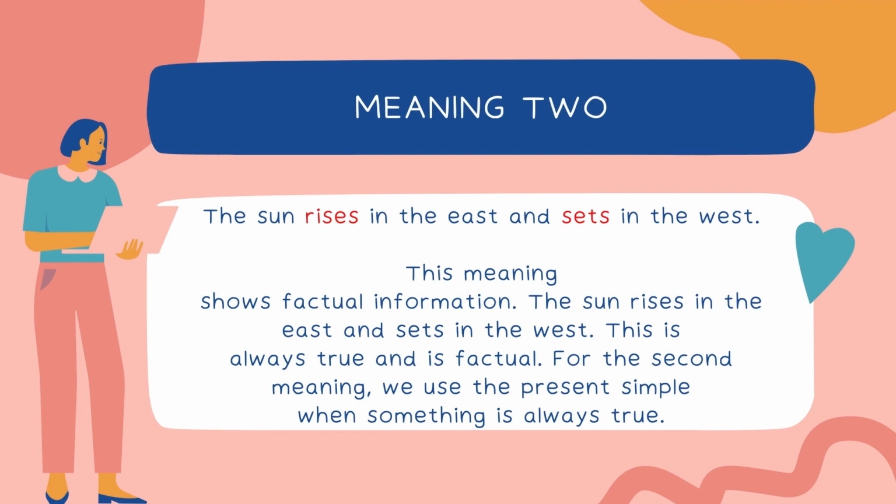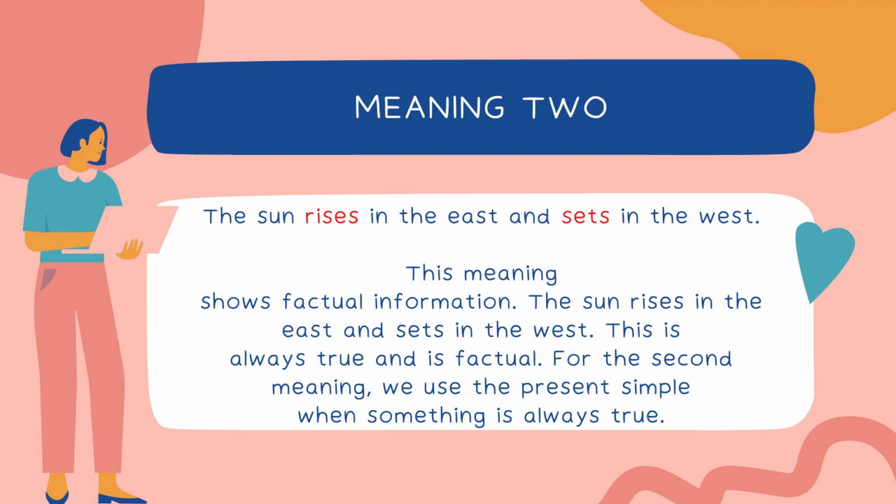Now let's look at the second meaning for the present simple. Have a look at this sentence. The sun rises in the east and sets in the west. The words in red indicate the present simple. This meaning shows factual information. The sun rises in the east and sets in the west. This is always true and is factual.